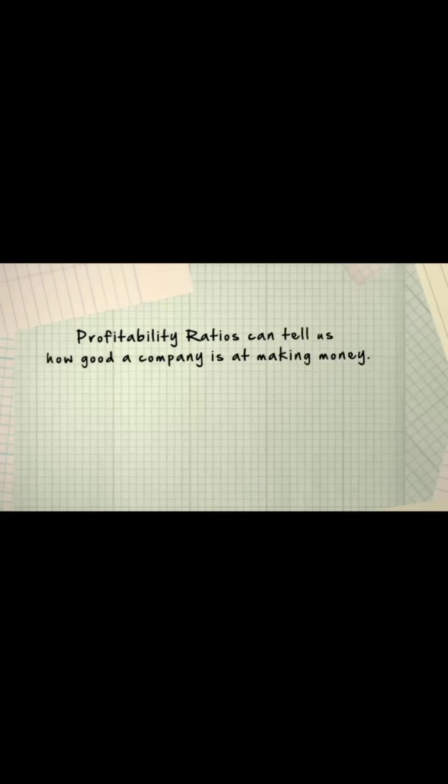Now moving on. Profitability ratios can tell us how good a company is at making money. An example of this is the profit margin ratio. This tells us how much profit your company earns compared to your company's sales. Normally, a higher number is better because you want to earn more profit for every $1 of sales that you get.